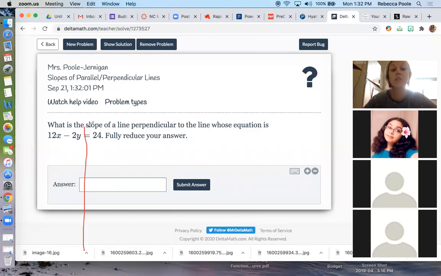So to find the slope, what form does this have to be in? Y equals. Good. Is it in y equals? No. So that's why I drew the wall. We have to solve for y, right? Cover y. What do I need to move? The 12. Good. Minus 12x. What you do to one side, you do to the other side. So does everybody agree now we have negative 2y equals negative 12x plus 24.